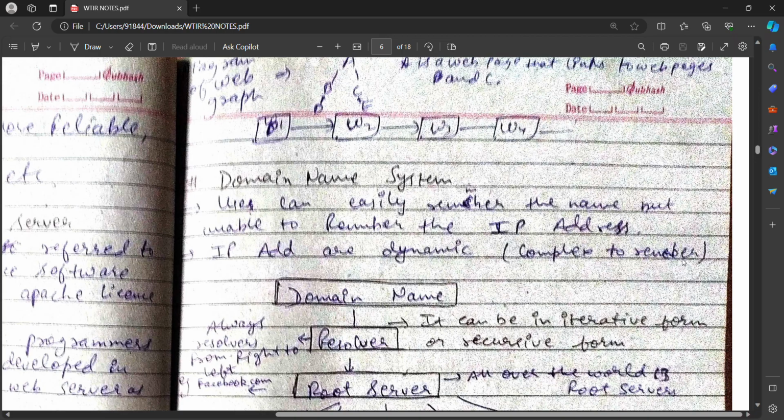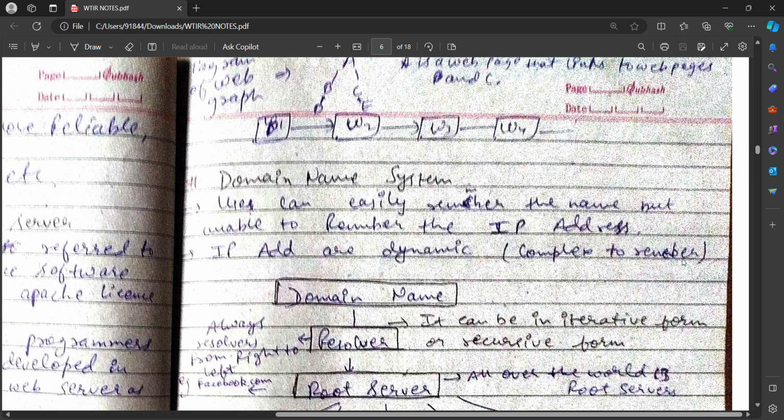So just try to understand these two lines: users can easily remember the name but are unable to remember the IP address. We as users can easily remember the name. Remembering the name is easy in comparison to remembering the IP address. So first of all, you should know what this IP address is. IP address stands for Internet Protocol Address, and basically it is the address that is used to identify a node in a particular computer network.